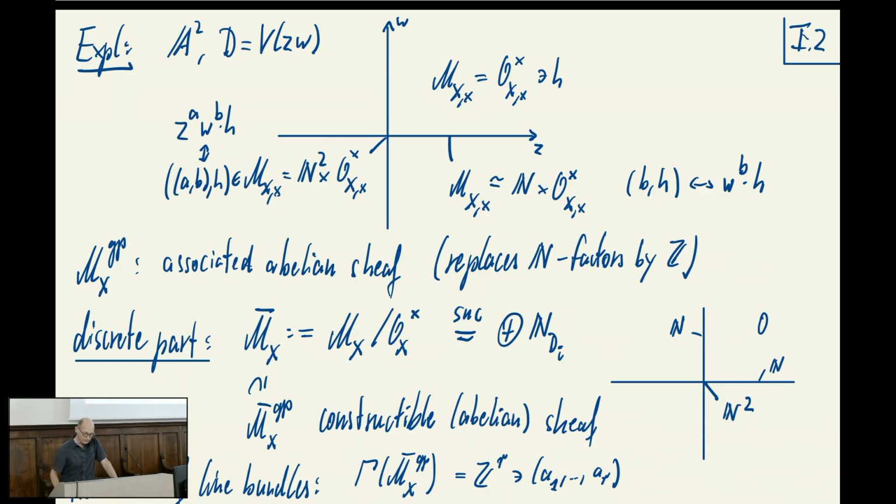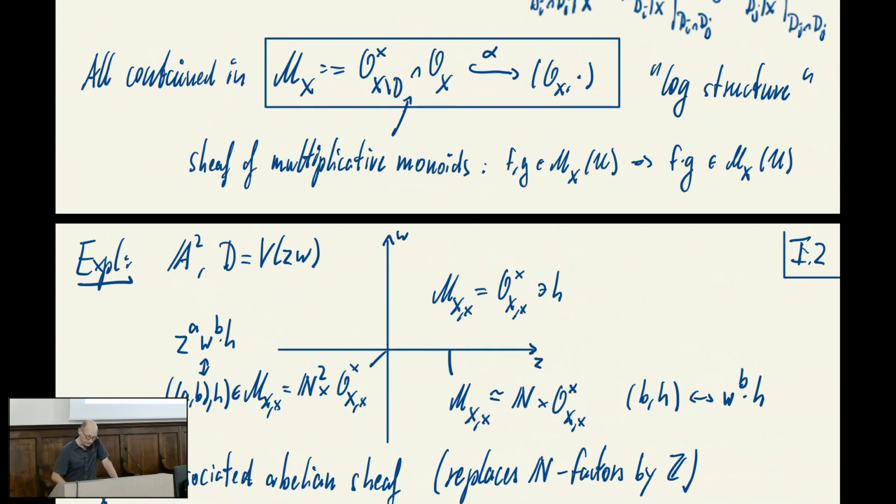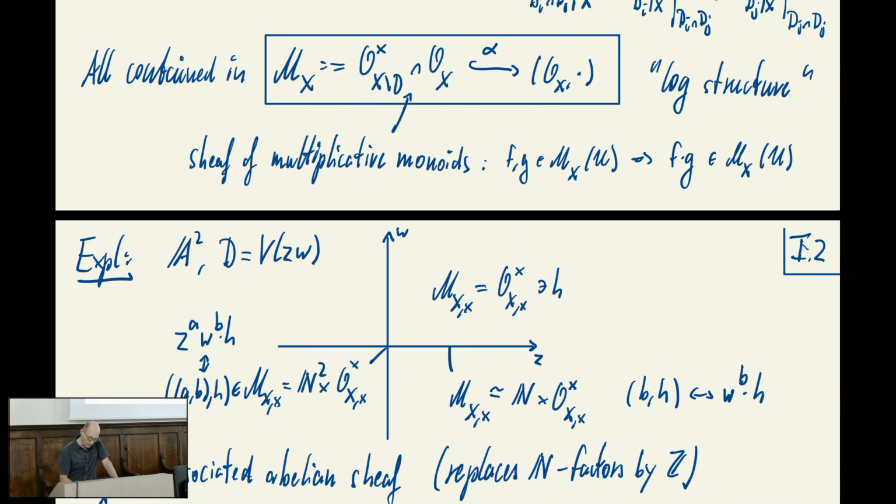So let's look at the affine plane with coordinates z and w. Then the stalk of this sheaf that I just wrote down is, away from these coordinate axes, of course, just the invertible functions. Okay, so no zeros. Then if you go to a general point on one of these axes, you have one order of vanishing, so you can write any germ of section as a power of the coordinate w, w to the b, that has a vanishing order, times an invertible function. So it looks like it's isomorphic to N cross O star.